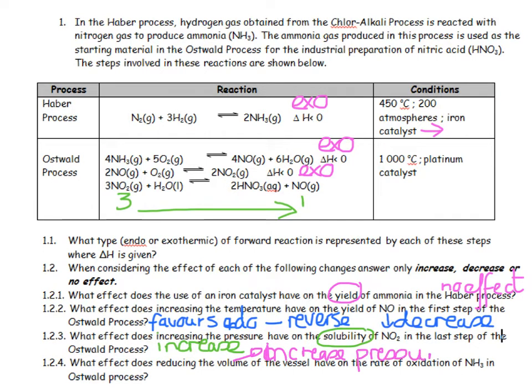And so now again we're going to take a look at gas moles. On the left hand side I have 9 gas moles. On the right hand side I have 10 gas moles, which means that if I increase the pressure by reducing the volume, I will favor the reverse reaction. So what effect does it have on the oxidation? Oxidation is the adding of oxygen. So what effect does it have on the forward reaction? It actually decreases the forward reaction of that particular reaction. So that is going to be decrease.